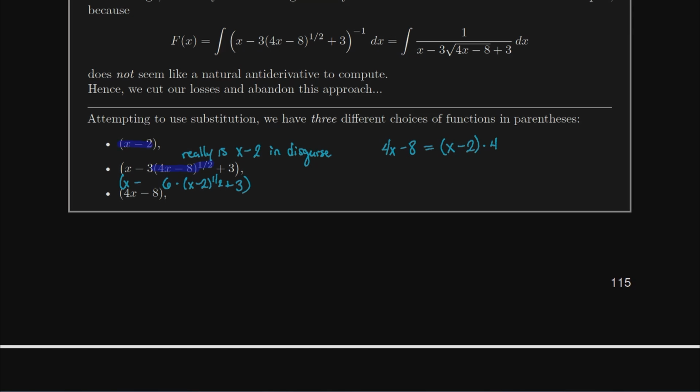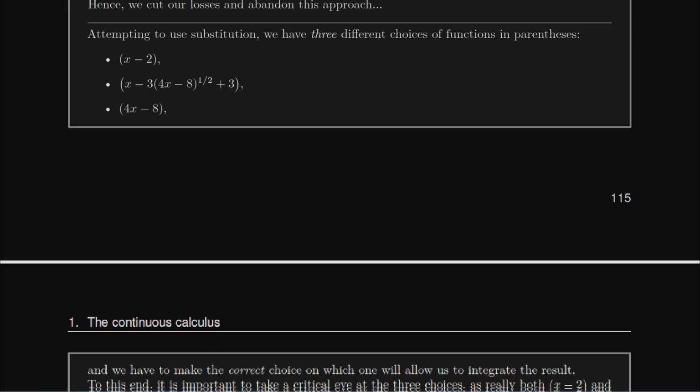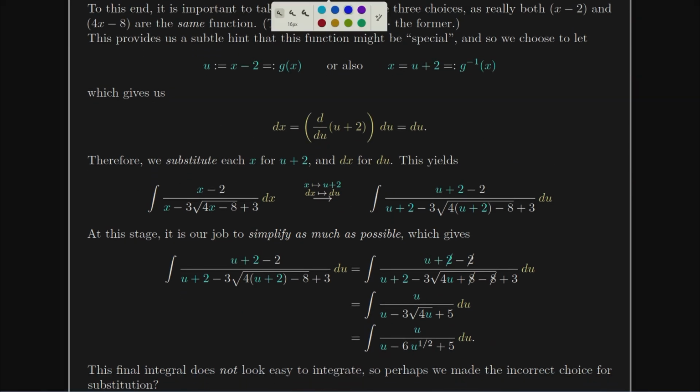And now you can see x minus 2 and x minus 2 are really both the only functions in parentheses that are left if I don't want to choose the outer parentheses. Okay, so I'm going to choose x minus 2 for my variable u. If I want to write x in terms of u, I can say x is u plus 2. This allows me to compute dx happens to be exactly du. So I'm going to replace every single copy of x with u plus 2: this numerator copy, that one, this one, and replace dx with du.